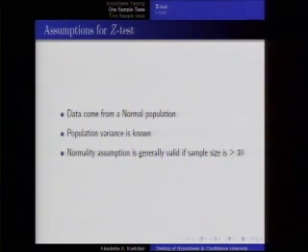So the data should be from a normal population, means it should be more or less symmetric and mesokurtic and so on. So the normality assumption can be tested by using various normality tests which are given in the literature. And second thing is population variance should be known. And many a times if you have average sample with size greater than 30, then it tends to be normal. So normality assumption is generally valid if your sample size is greater than 30, unless your data is extremely skewed or something.